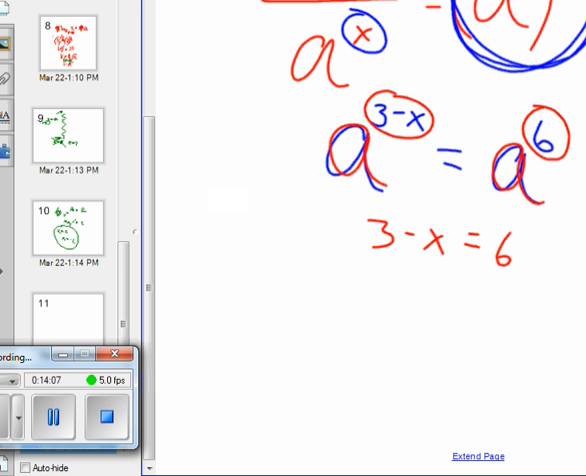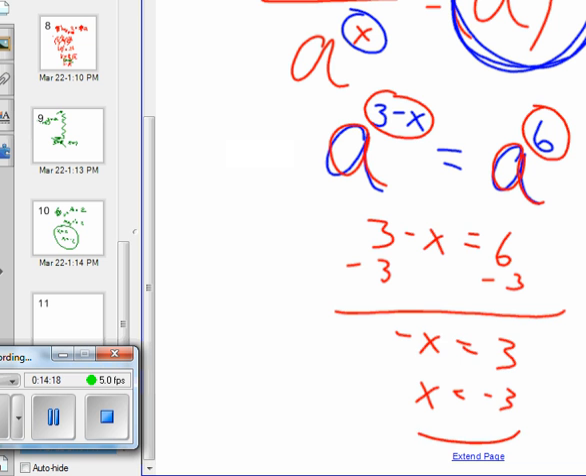How do I solve that? Get the x alone. What's up by the x? The 3. Take away 3 from both sides. Negative x equals 3. Am I done? Multiply by negative 1, x equals negative 3. How many of you had negative 3 as your answer? Most of you. Good. Okay. So that's a typical exponential kind of problem.